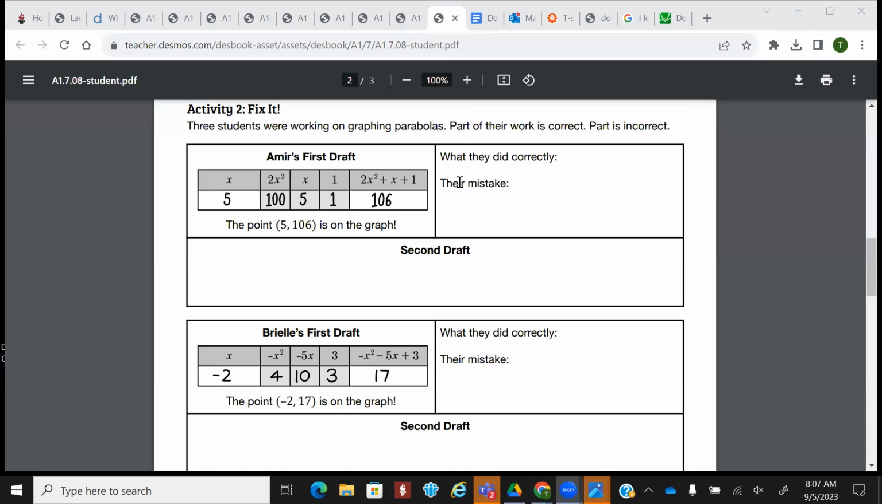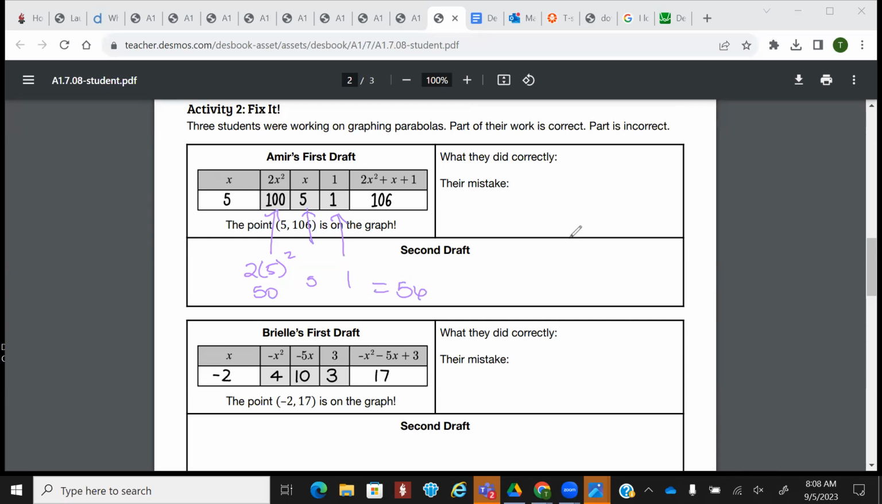Okay. So what did they do correctly? Well, let's just kind of work through this. If I took 5 and I plugged it in here, then I would get 2 times 5 squared. 5 squared is 25. 2 times 25 is going to give me 50. On the next one, if I plugged in 5, I would get 5. On the next one, I just get 1. So what's 50 plus 5 plus 1? 56. Okay. So that's what you would be writing down at that second draft.